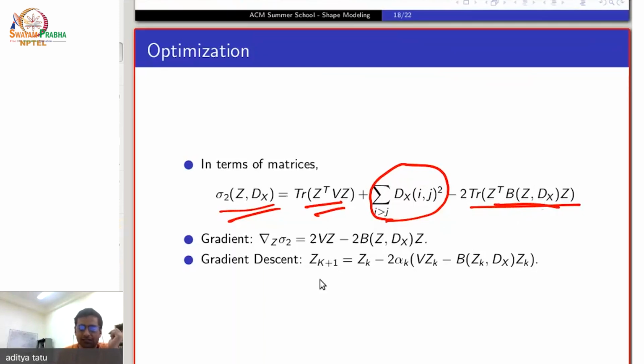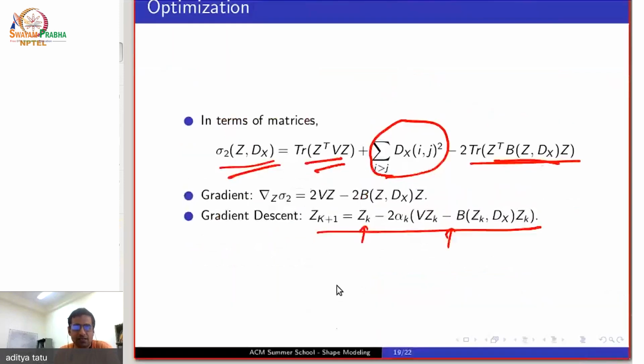And then what we do is just a gradient descent. So this is the gradient. You start with some estimate of z, it's z_k. Take a time step along the negative of this gradient. This is how you get this, and you keep on iterating till you reach a point of minimum. So that's how this looks.